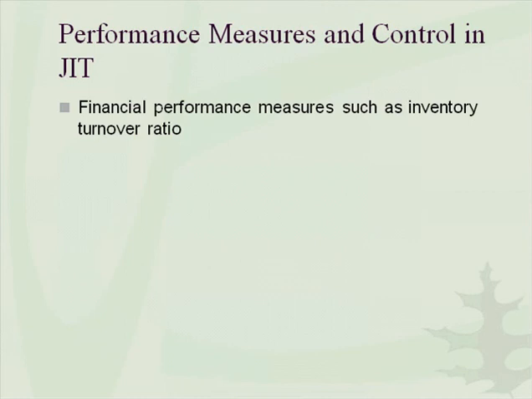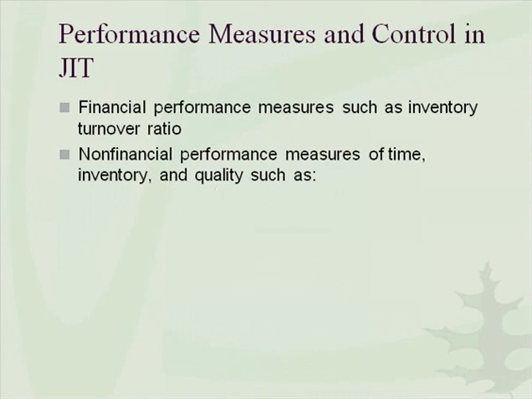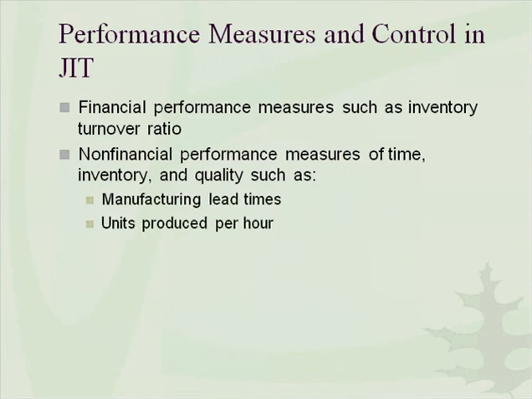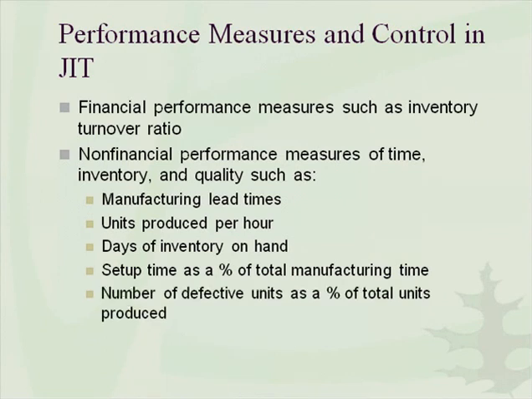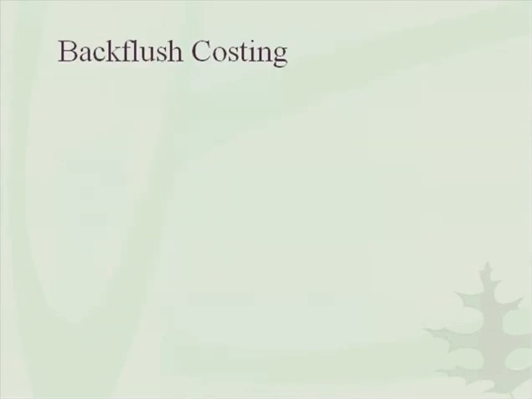Performance measures and controls in JIT typically involve looking at the inventory turnover ratio, but there are also non-financial performance measures that are just as critical. And they're measures of time and inventory and quality, such as manufacturing lead time, units produced per hour, days of inventory on hand, and setup time as a percentage of total manufacturing time. Another one is number of defective units as a percentage of total units produced.